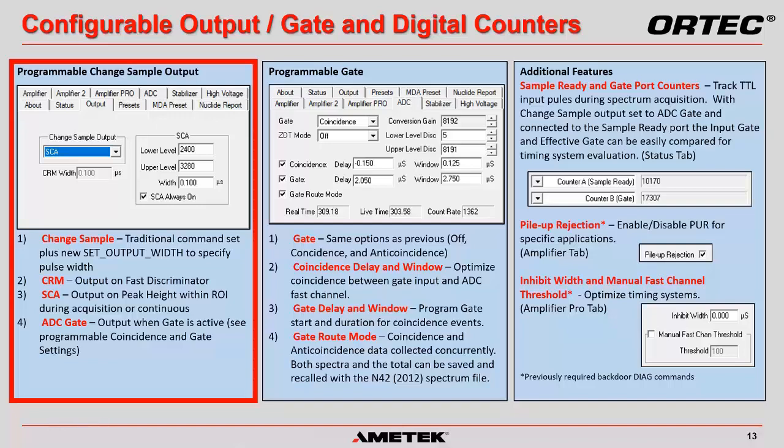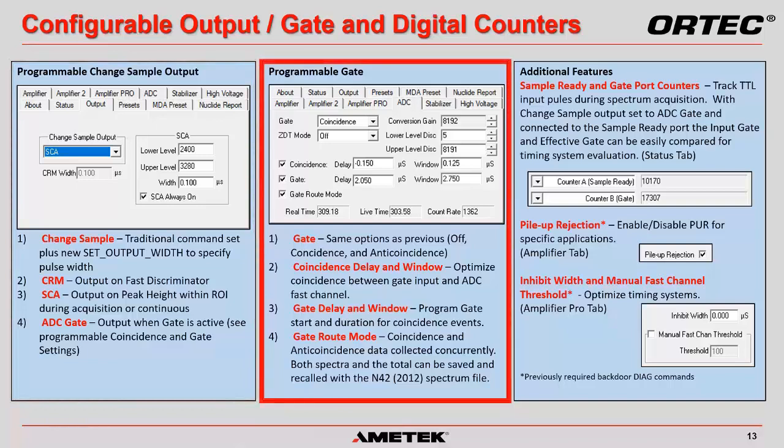The configurable gate consists of coincidence and gate logic for very precise evaluation of pulses between the input gate and the fast discriminator in the pulse processing circuit. Gate route mode can also be enabled to store all spectrum events simultaneously as gated or ungated and save these spectra along with a combination of the two for a total spectrum in a single ANSI N42 spectrum file.